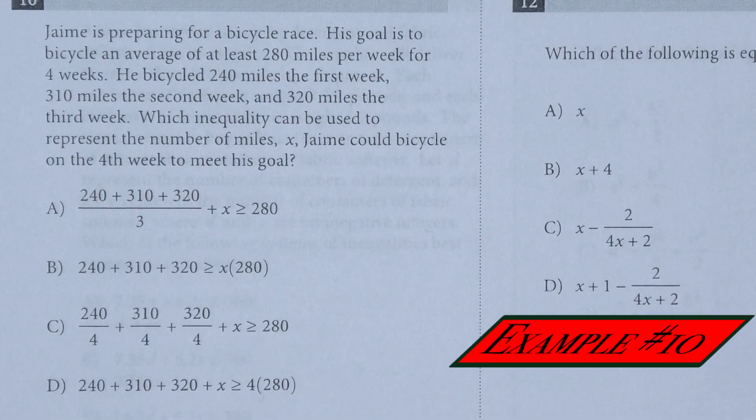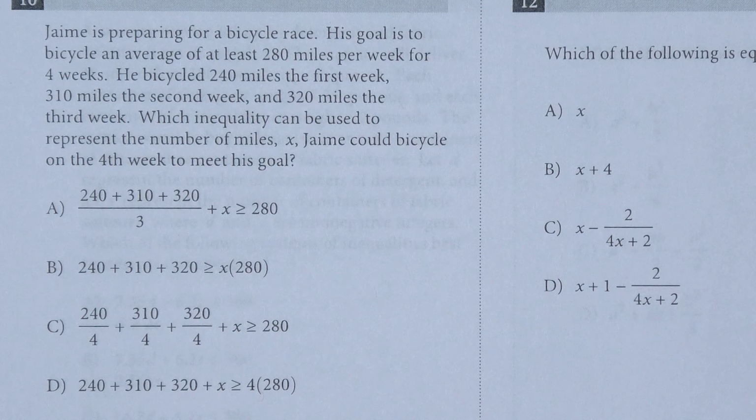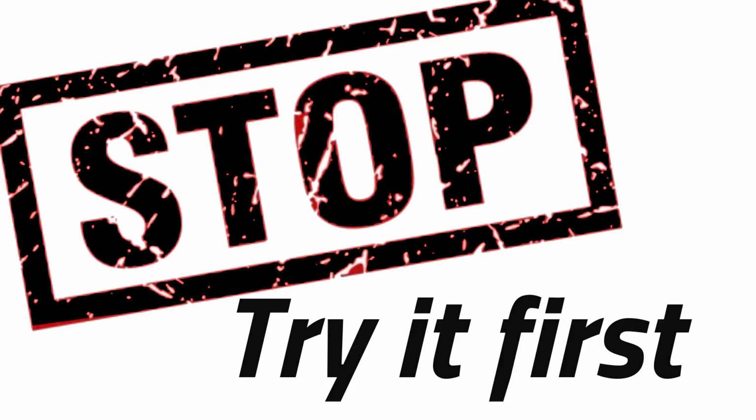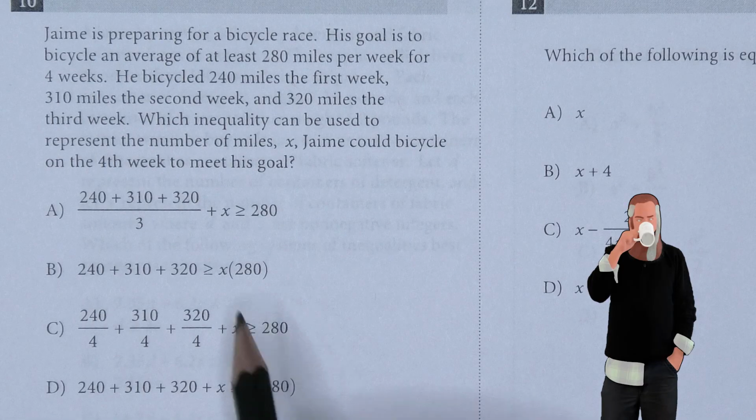Jamie is preparing for a bicycle race. His goal is to bicycle an average of at least 280 miles per week for 4 weeks. He bicycled 240 miles for the first week, 310 miles for the second week, and 320 miles for the third week. Which inequality can be used to represent the number of miles x Jamie would bicycle for the fourth week to meet that goal? So let's take a look down to these answers.